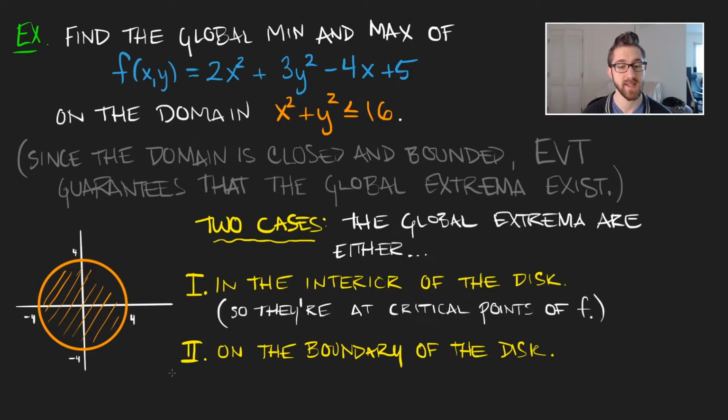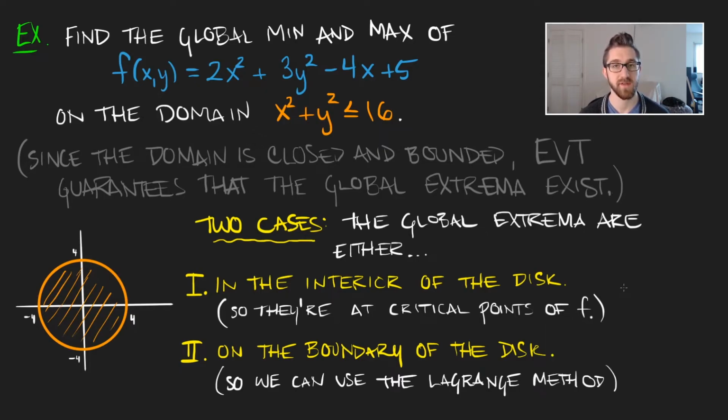The other case is that the global extrema are on the boundary of the disk. In other words, they're points that maximize or minimize this function in blue that lie on this circle x squared plus y squared equals 16. Well, that just means that they're solutions to the constrained optimization problem where we're trying to maximize or minimize f subject to the constraint x squared plus y squared equals 16. In other words, we can use the Lagrange method to find them.